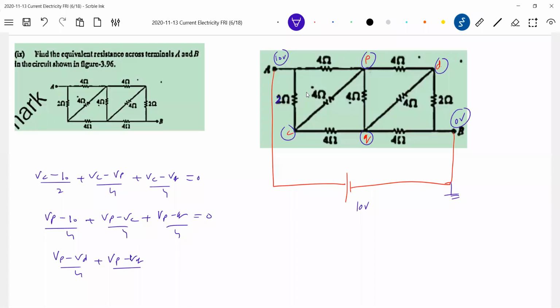VP minus 10, VP minus VC, VP minus VD by 4 equal to 0. This is the thing. So let's come to Q. VQ minus VC by 4, VQ minus VP by 4, VQ minus 0 by 4 equal to 0. Okay, this is 0, no? Last, VD is there. So VD minus VP by 4.